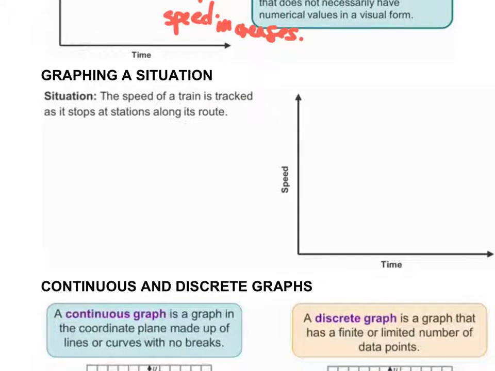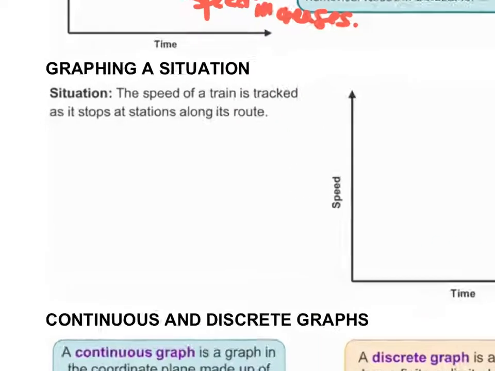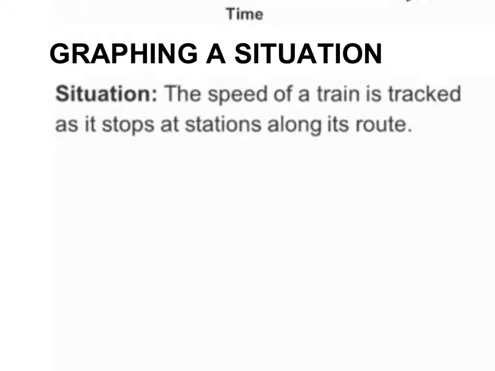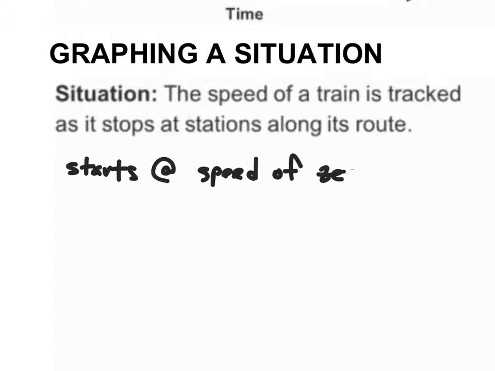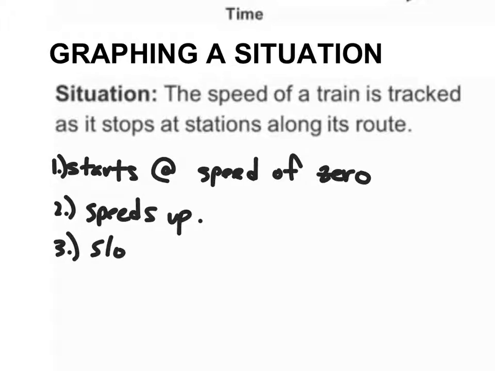So let's practice that and actually graph a situation. In this situation, the speed of a train is tracked as it stops at stations along its route. So here's time, and then we're going to talk about the speed. Now let's think about something here. When a train goes in between stops, it starts at a speed of 0. That's the first thing it does. The second thing that it does is the train speeds up. And when it approaches a station, it slows down. And then when it reaches the station, it stops, and then it repeats from station to station.